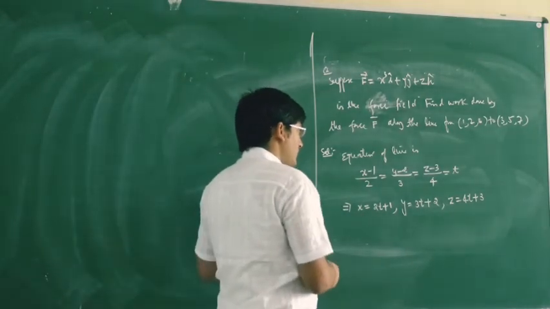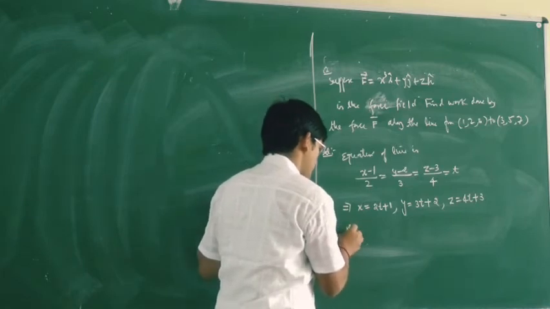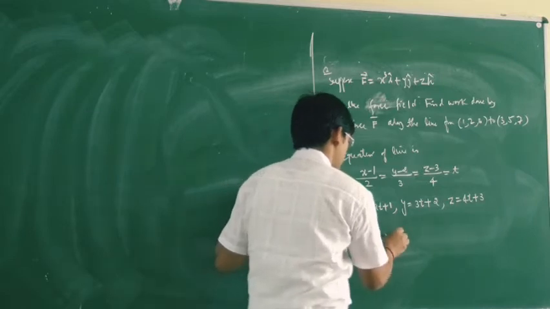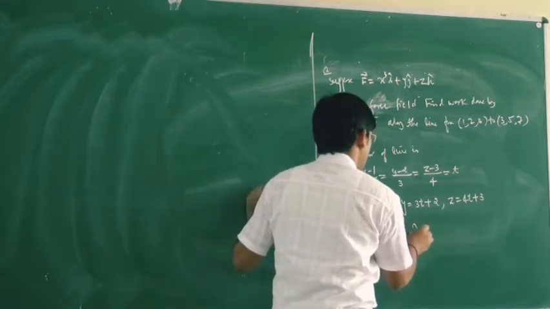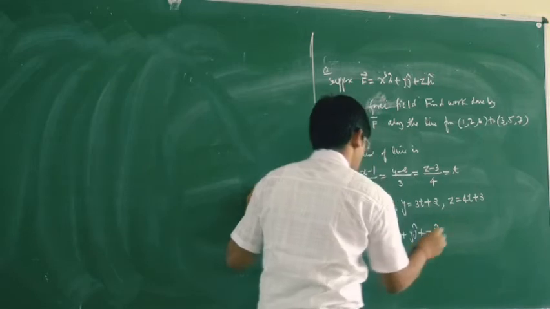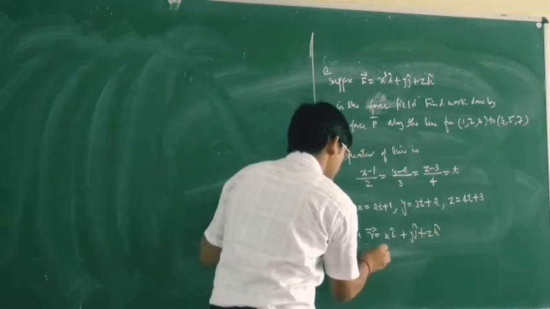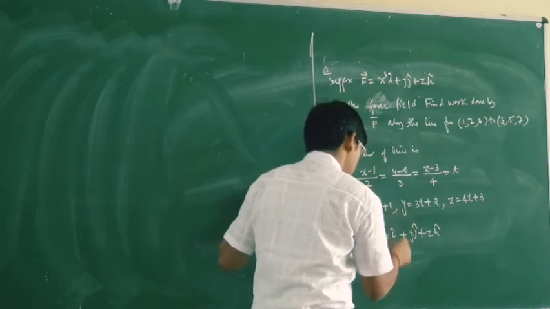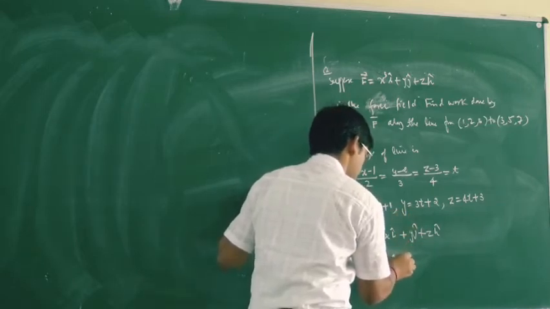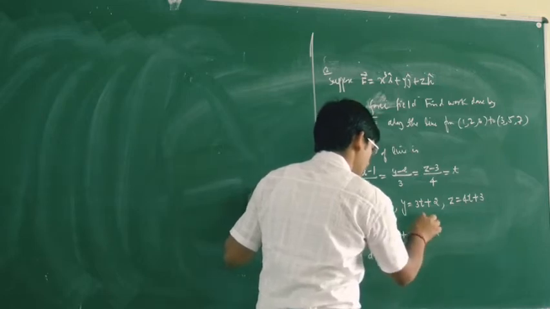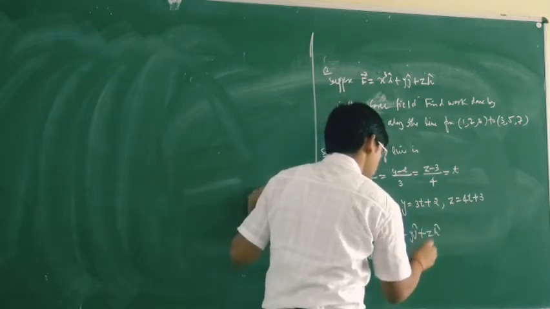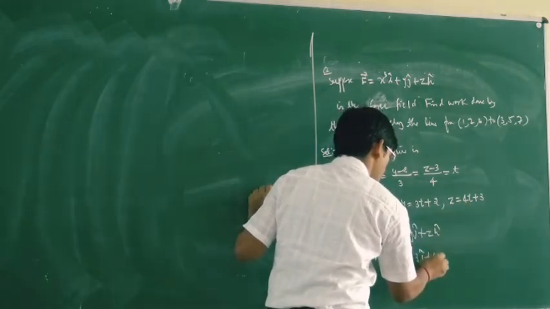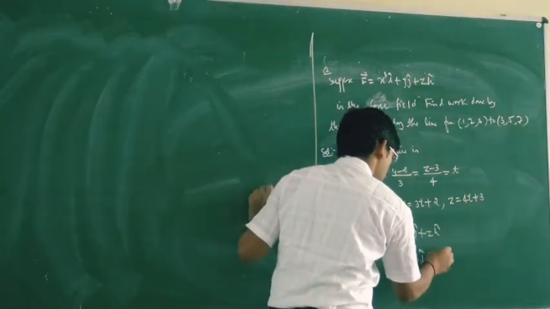So if these are the x, y, z, then your r will be equal to x i plus y j plus z k, and your dr will be equal to, just put the value of x here. If you put x equal to 2t plus 1, then this will be 2 dt, so we have 2i. Then put the value of y, this will be 3 dt, so this will be 3j. Then put the value of z here, this will be 4 dt, so we have dt outside.